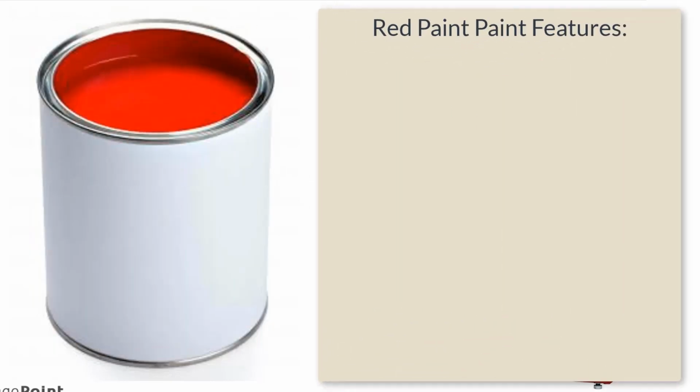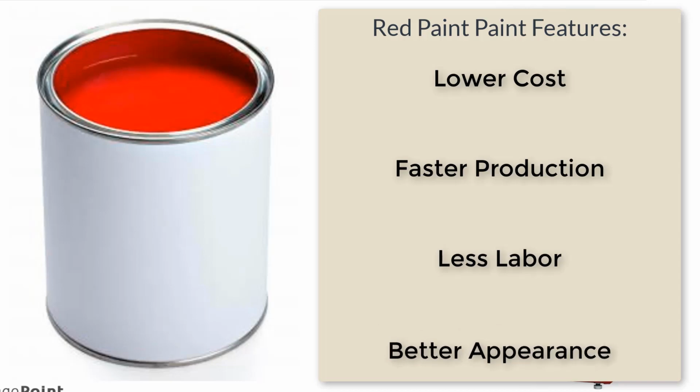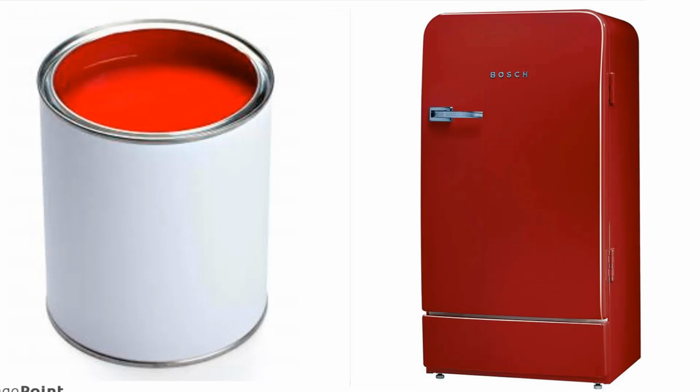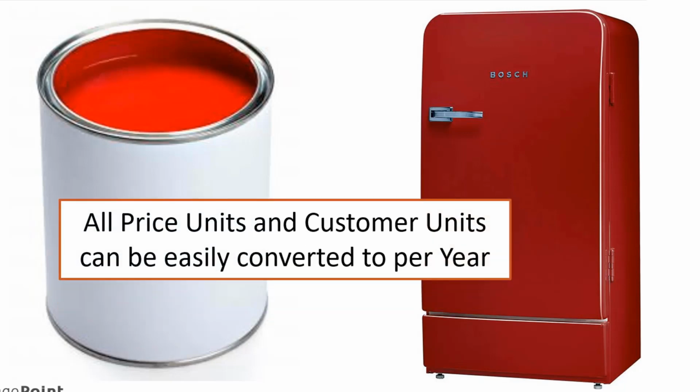Suppose our paint can reduce the cost of making the refrigerator red, or make it red faster, or with less labor. How about making the refrigerator look more attractive, which increases its price? All of these differentiators make sense to show on a per refrigerator basis. Showing it on a per can basis is not very intuitive and frankly kind of silly. Now another alternative is to use per year as a unit of measure. The best thing about per year is that it is easily converted from other units. For example, number of paint cans per year or total number of refrigerators manufactured per year.